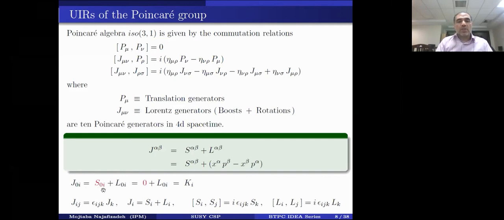Indeed, we usually set S0i equal to 0 and L0i is the boost. And then we define the total angular momentum as a sum of spin angular momentum and orbital angular momentum, which have these commutation relations. But in this slide, I want to emphasize that spin is discrete in this space, in these generators. Later, for continuous spin, I will make this space continuous.